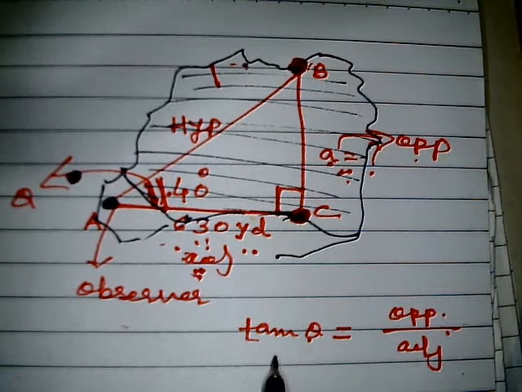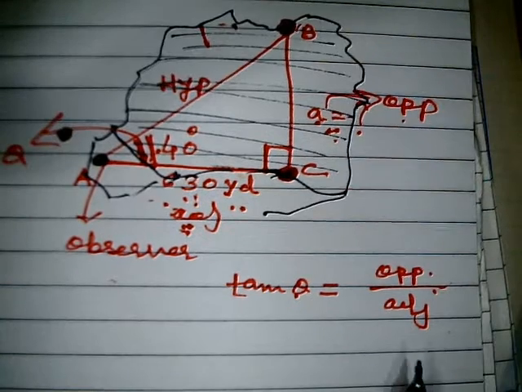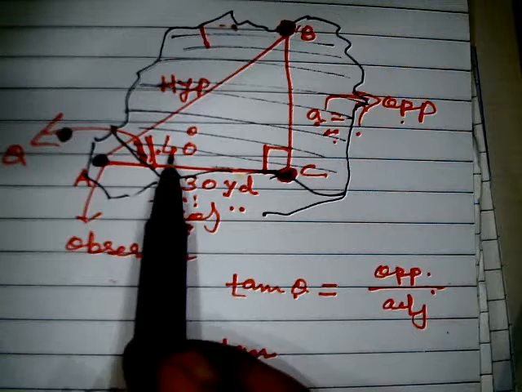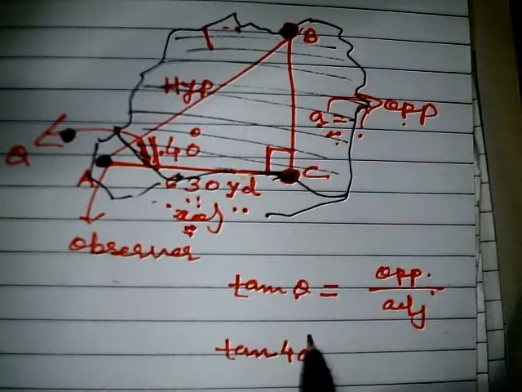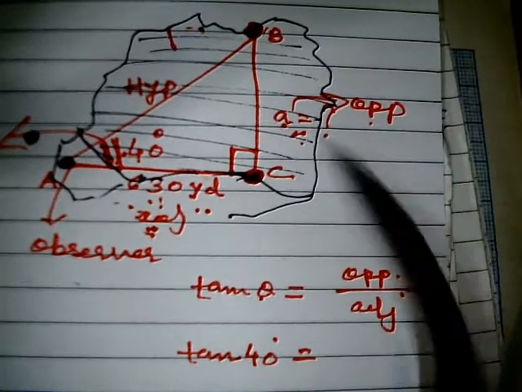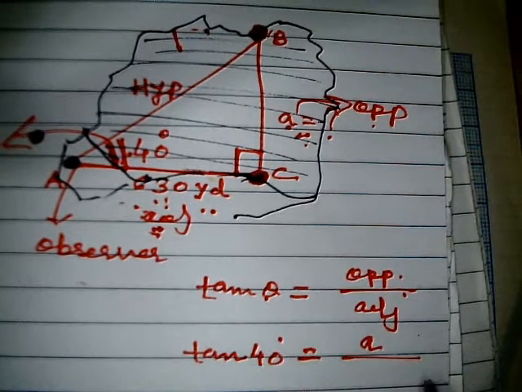Now I am going to plug in the values. So this is tan, and theta is 40 degrees, so I place 40 degrees in the theta place. The opposite value that we need to calculate is represented with the letter A, and the adjacent was given as 630.